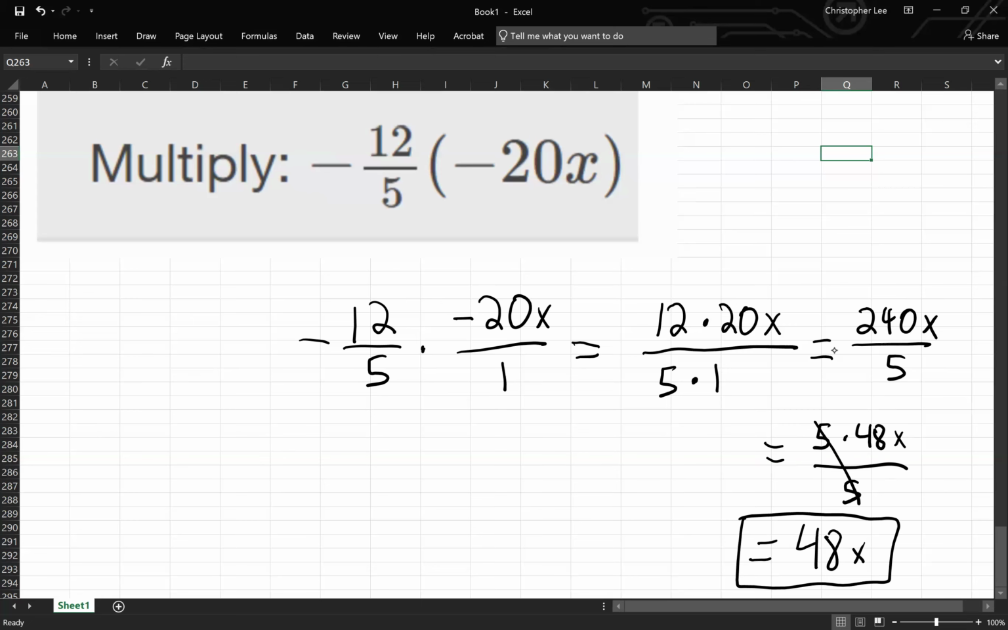And that's it. Questions on this? Make sense? I could have broke the 240 down into all of its prime factors and just knocked out the 5, you know? Or I can do what you just saw me do, just pull out the 5 and then whatever's remaining, just leave it. Yeah, that's all that's left. So you just leave it as 48x.